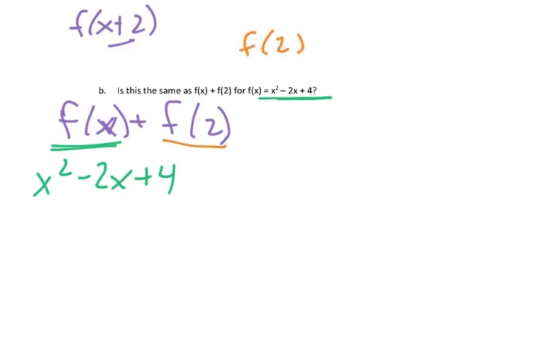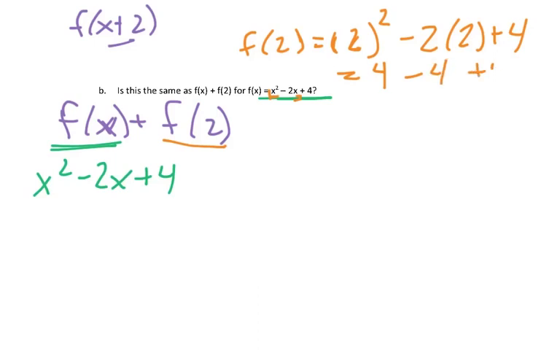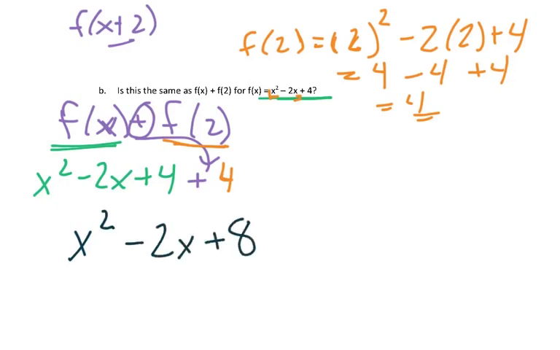So f of 2, again, means that I'm taking this, but every place there was an x, I'm replacing it with 2. So I have 2 squared minus 2 times 2 plus 4. 2 squared is 4, minus 4 plus 4, and we just get 4. So this plus sign would still be here, and then 4 is this part, because we got it right here. So I'll just simplify. We get x squared minus 2x plus 8 for this answer.